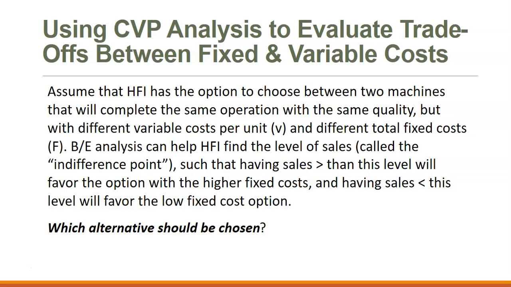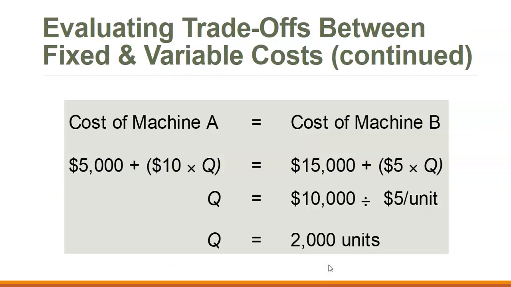So which alternative should be chosen? We are using this analysis to determine which machine we should buy. We have the cost of machine A and the cost of machine B. So we're looking for what number of units the cost does not differ between machine A and machine B. And what we calculate is that at 2,000 units, there's an indifference point in the cost between machine A and machine B.